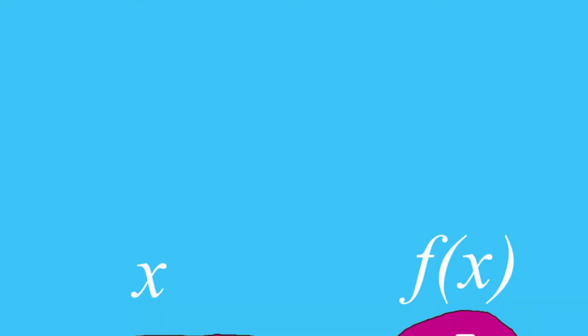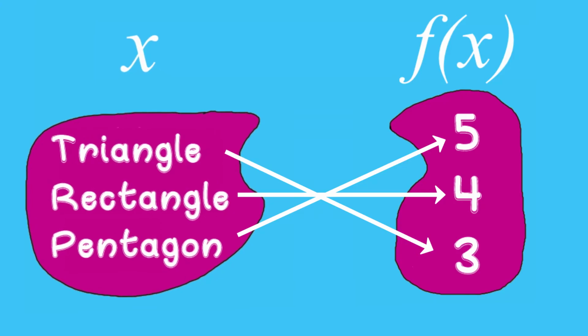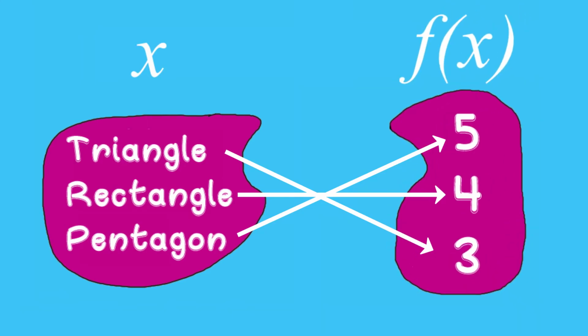We could even figure out what a function is, even if we only have the inputs and the outputs. For example, look at this mapping on the screen and tell me what its function would be. So, in the domain, we're seeing polygons, and in the range, we're seeing the number of sides the polygons have. So this must be the function to output the number of sides for a polygon.